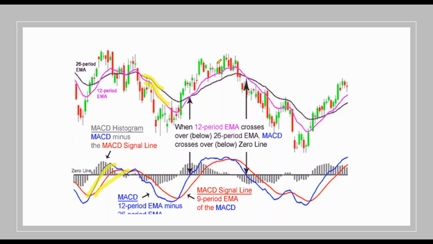Now, why do we no longer need these? Well, when the 26 period and the 12 period cross over, what would the difference of those be? They would always be zero. Because when they're exactly the same, in order to cross over, they have to be exactly the same. So when they move below or above each other, they would always cross the zero line below.